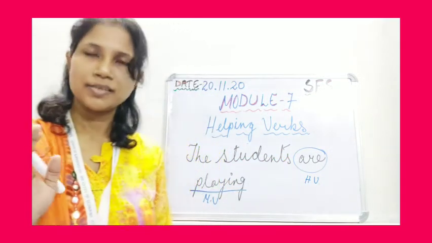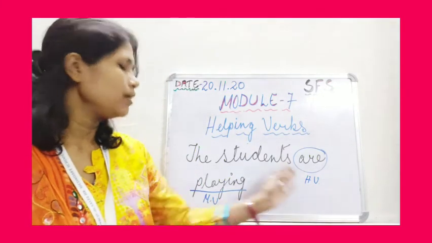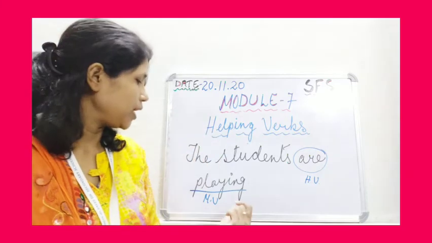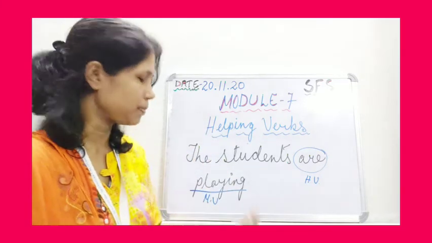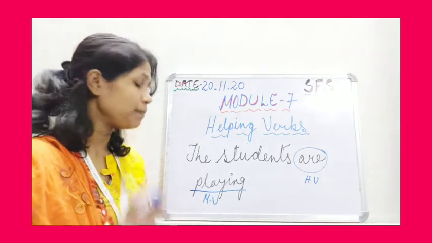Is it clear to you, students? I think it is clear to you. The students are playing. They are doing some activity. What are they doing? They are playing. Actually, it is an action word, but here in the sentence, it is the main verb. Students are doing something. They are playing.